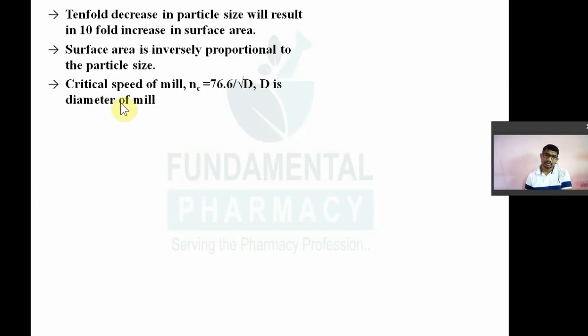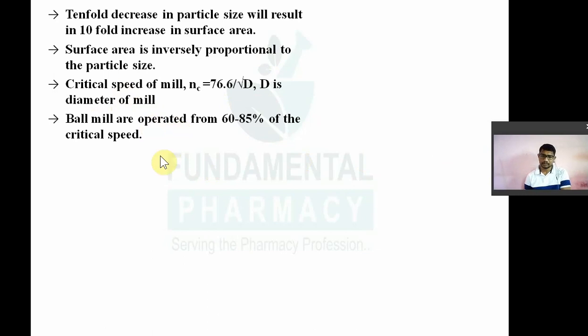Now what is meant by critical speed? The critical speed is the highest speed at which size reduction can occur, above which size reduction cannot occur. इसके आगे स्पीड बढ़ाएंगे तो कोई साइज रिडक्शन नहीं होगा. It is the highest speed of motion. So that is critical speed. Ball mill is operated at 60 to 85% of the critical speed. उतना ही आपको उसका स्पीड रखना है, ज़्यादा नहीं करना है, कम नहीं करना है. Ball mill is operated at 60 to 85% of the critical speed.